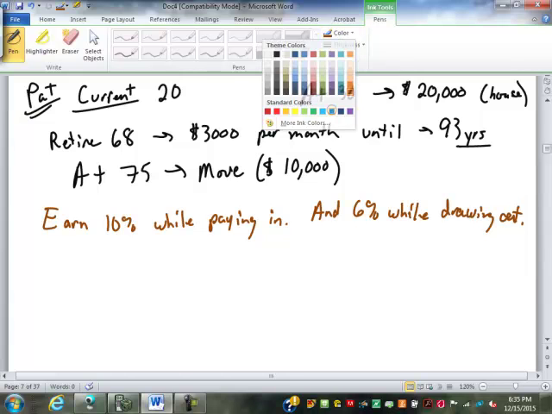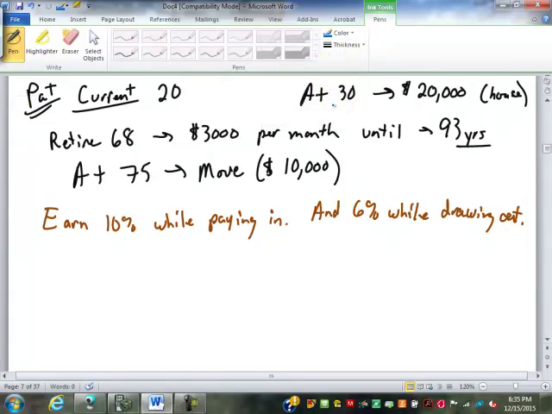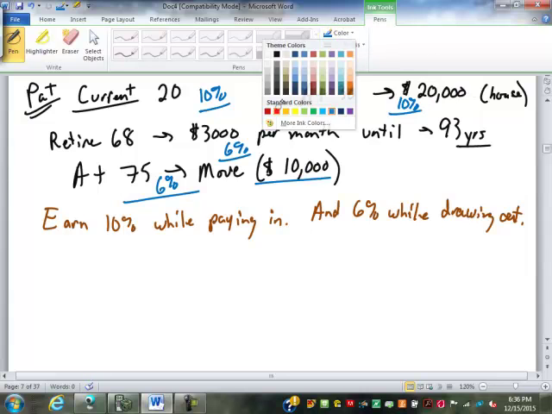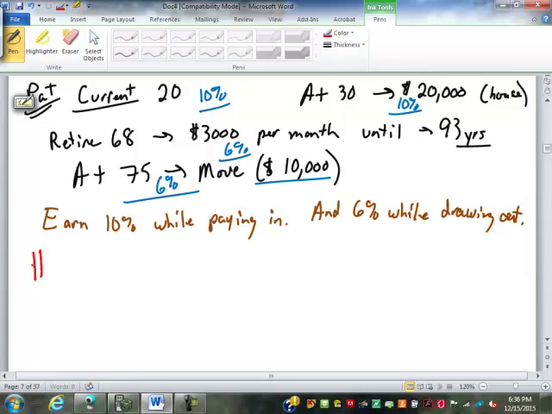So I'm going to actually give you a hand here and show you where the percents apply. So the 6% applies to this 10,000 he's going to draw out at 68. The 6% applies to the 3,000 per month from 68 to 93. The 10% applies to how much he's going to pay in each month, and that 20,000 he's going to draw out at 30.